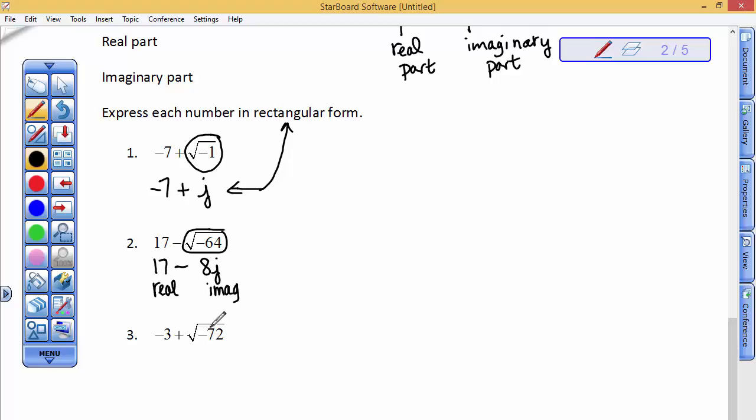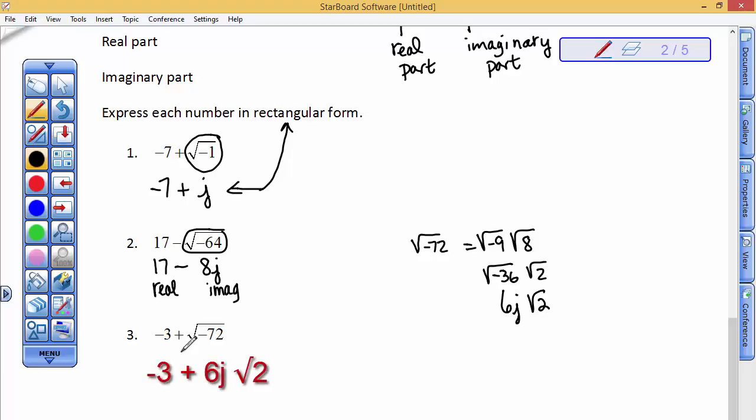The square root of a negative 72, I'm going to write it over here. The first thing that came to my head was 9 times 8, but 8 has a 4 in it. So actually it's probably supposed to be 36 times 2 is 72. That would be faster. The square root of negative 36 is 6j times that square root of 2. I'm going to put that right here in place of that square root of a negative 72. And I have simplified this expression in terms of j.